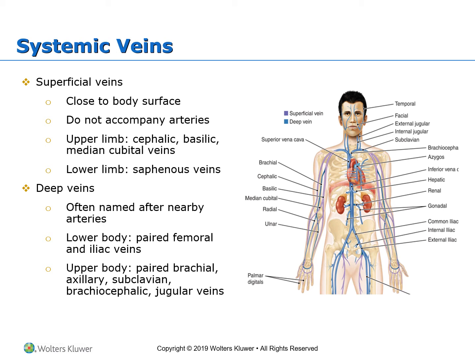Now, on each side, the subclavian, external, and internal jugular will join together and will form a brachiocephalic vein. So, the brachiocephalic vein is a pair. There are two of them, while for the artery, we have just one.